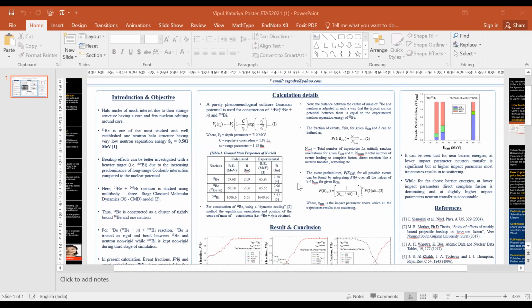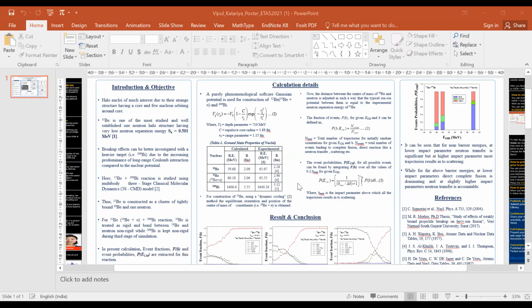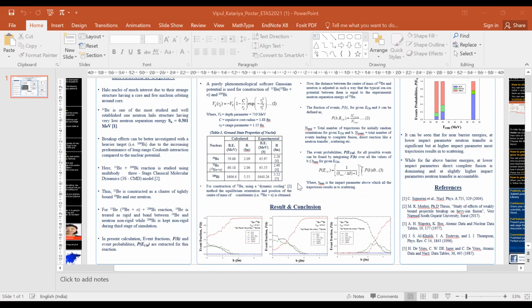Here we have carried out the simulation of 11 beryllium plus 209 bismuth using the multi-body 3-stage classical molecular dynamic model, in which this 11 beryllium is constructed as a cluster of tightly bound 10 beryllium plus 1 neutron. During the simulation, we have treated the 10 beryllium of 11 beryllium as rigid, and the bond between 10 beryllium and neutron as non-rigid. For the present calculation, we have calculated event fractions and event probability from this reaction.